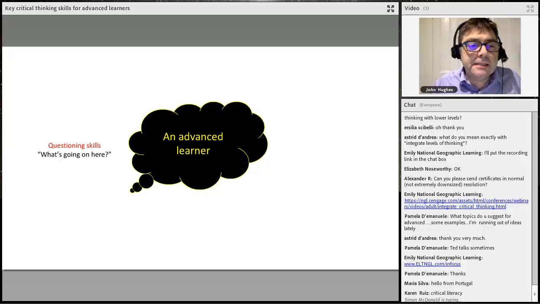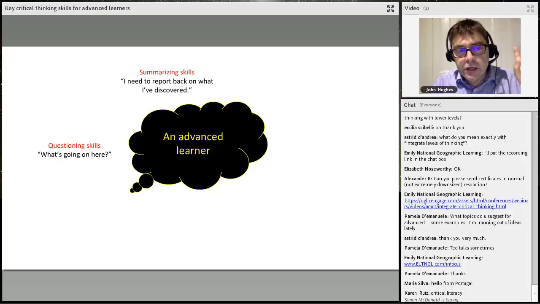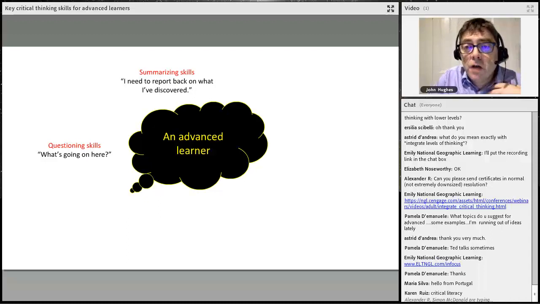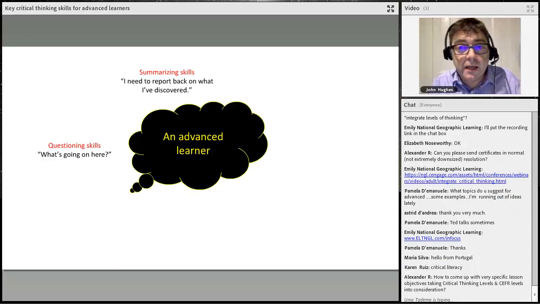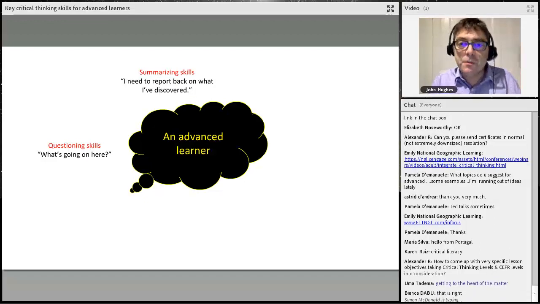The second key skill for me is that students, particularly advanced students, develop the ability to summarize what they've read or what they've listened to. Now, summarizing skills are particularly challenging even in your own language. I find it difficult to do sometimes. It's even harder, obviously, in your second language, in English. But there are ways in which we can help students develop summarizing skills and report back on what they've read about. Yes, getting to the heart of the matter, Uma, is a nice definition of summarizing, but there's a lot of analyzing and evaluating that takes place.